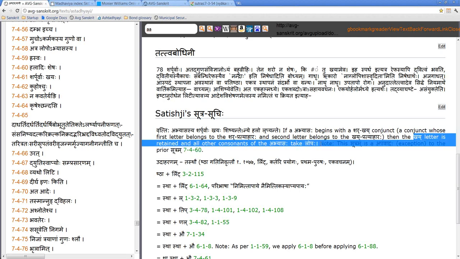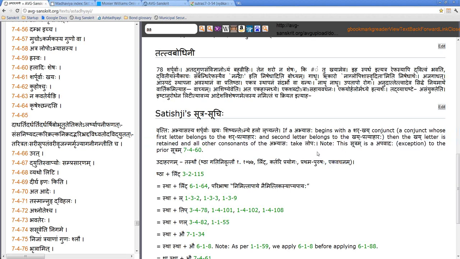In fact, all other hals are removed. So the Kai survives. All others, including that first Shar, are removed. It's an apavada for Haladishesha. Haladishesha says a consonant in Abhyasa will survive only if it's the first member. But here, if that first member is a Shar, in a conjunct with a second member which is Kai, then the Kai will survive and the others will go away.